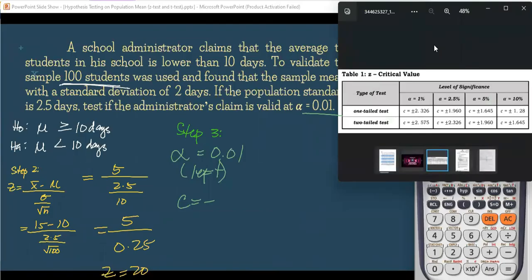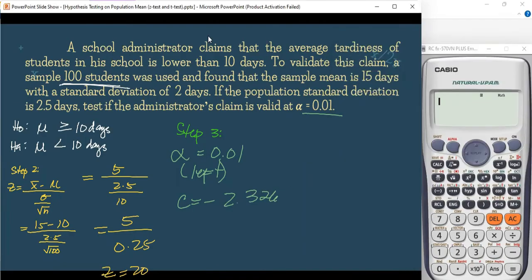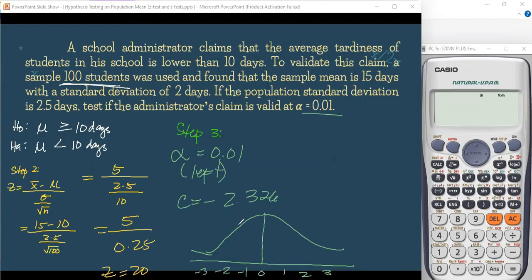So sabi po dito, it is a one-tailed test and 0.01. So that is positive, negative 2.326. Pero dahil nga left, kailangan ang kukunin natin is si negative lang. So we will have here negative 2.326. Hanapin po natin si negative 2.326. So, approximately, nandito po siya.